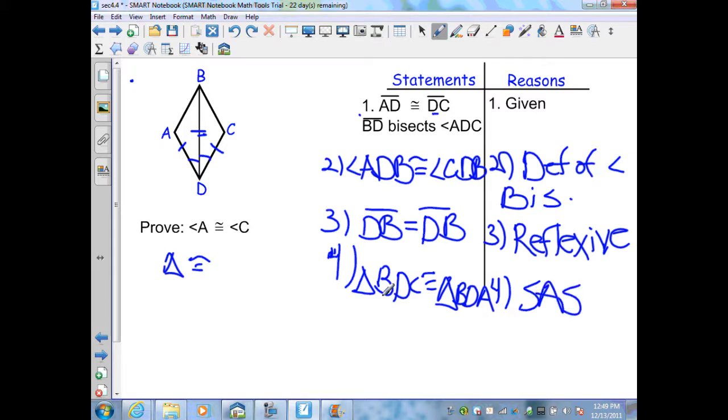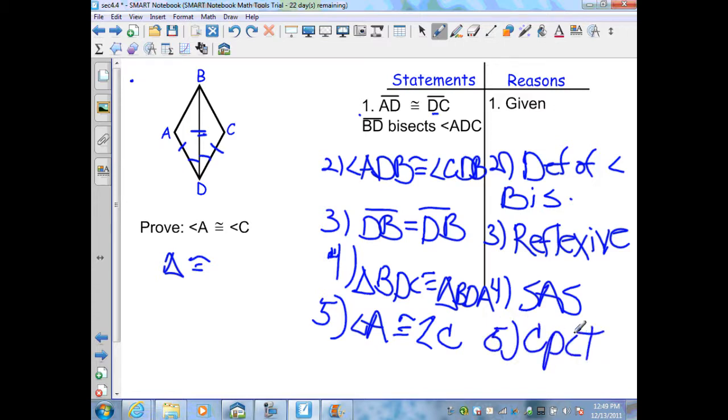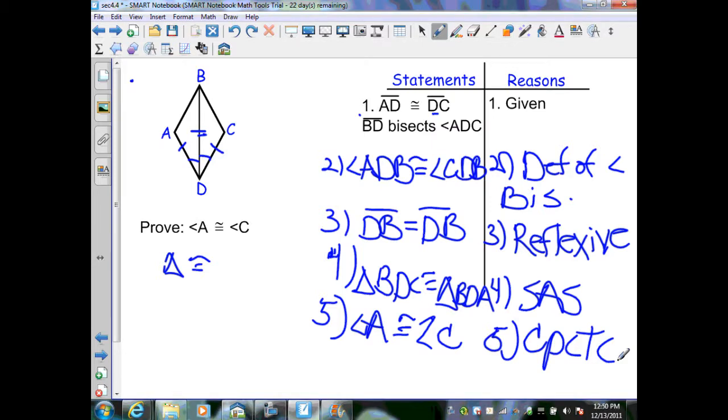Be very careful that we set up the correspondency correct. In other words, the segments and the angles that are congruent match up. Now, I can prove that angle A is congruent to angle C because of CPCTC, corresponding parts of congruent triangles are congruent.